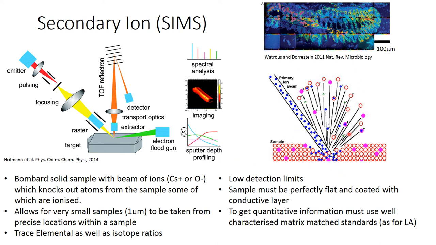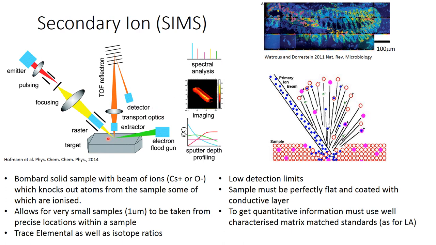So this basically cloud of ions just above the sample are then extracted by an electric field into some kind of mass spectrometer, and this is a time of flight mass spectrometer diagram here, but it could quite easily be a magnetic sector mass spectrometer, as is the case in the ones down in the Grant Institute. So this is quite neat because this allows us, for every tiny little spot in our sample, we could measure all of the different elements or a range of different isotopes at that spot.